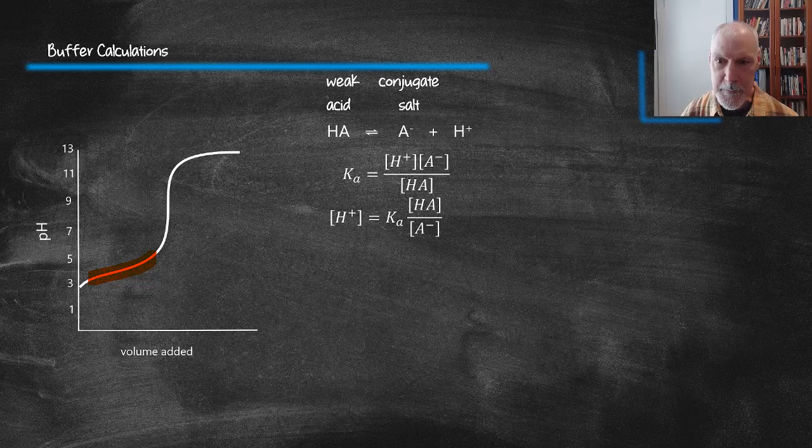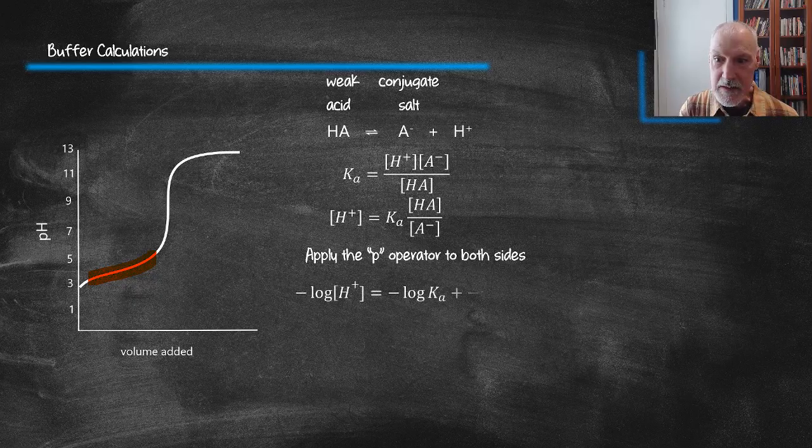I now want to apply the P operator. Now we've seen that before in things like pH and pOH, pKa. So when I do that, P, remember, is the negative log. So the negative log of the H+ concentration now equals the negative log of Ka plus the negative log of the weak acid over its conjugate base.